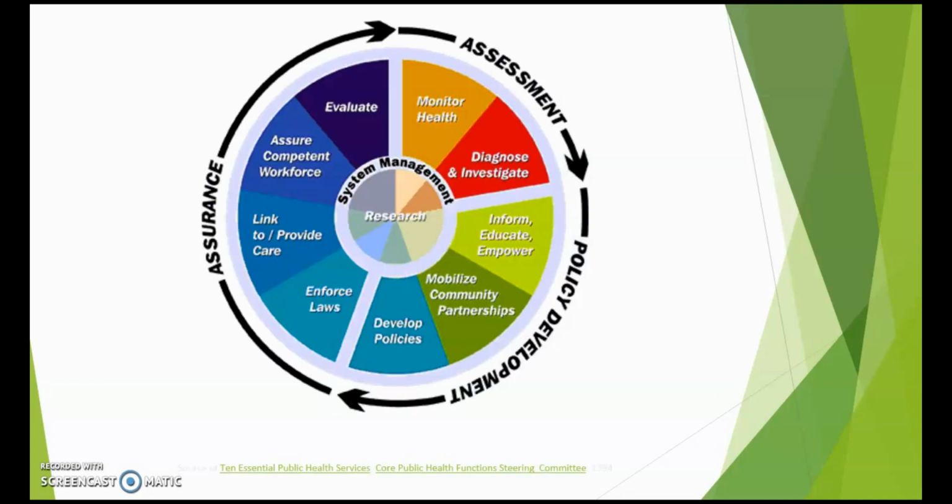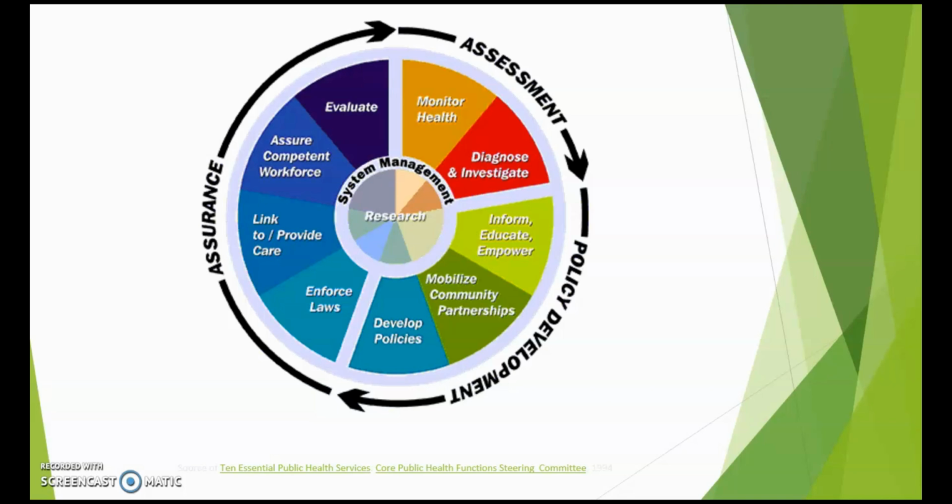All right, so let's move on to these three elements, assurance, assessment, and policy development here. You can see this wheel, similar to the wheel of health that we seen previously. You have research at the center and system management in each of these areas. So you have monitor health, diagnose, and investigate within the assessment portion. You have inform, educate, empower, mobilize community partnership, and develop policies within policy development. And finally, you have enforce laws linked to provide care, assure common workforce, and evaluate within assurance.